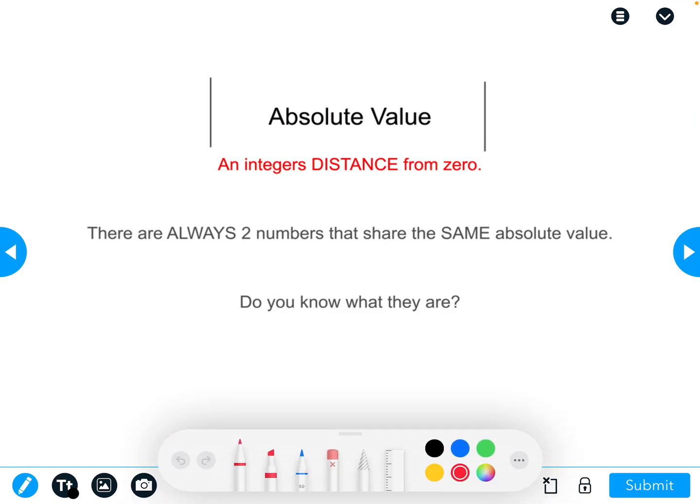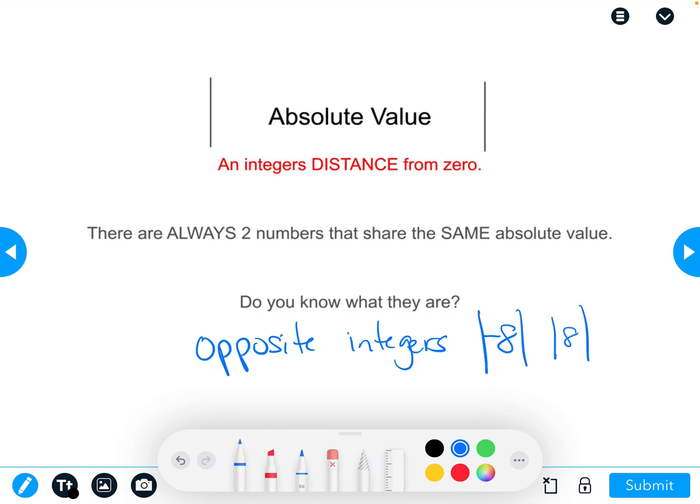Okay. Opposite integers are always the same distance from 0. And it asks, what are they? So the same numbers from 0 would be any opposite integers. So for example, a -8 and the absolute value of +8, they would both be 8 away from 0.